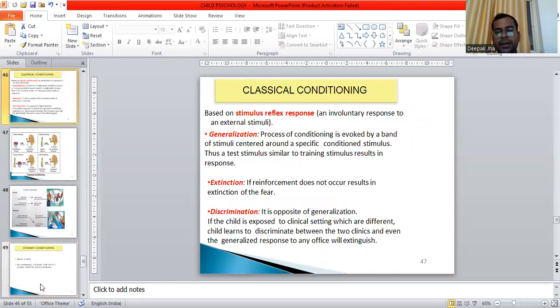So by this, we complete the psychodynamic theories. Next, moving on to the behavioral learning theories. How behavior develops, or how the character of a person is defined. So the first thing that will come under behavioral learning theory is classical conditioning given by Ivan Pavlov. This is also called the stimulus response technique, stimulus reflex response technique.